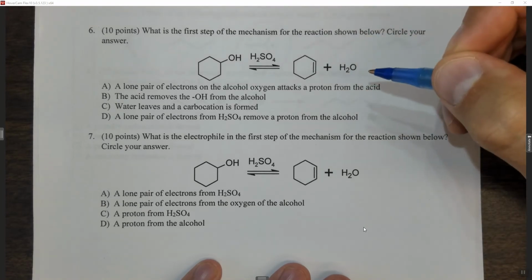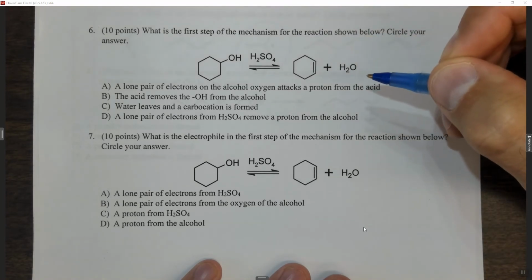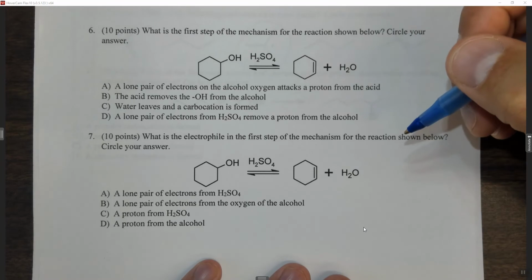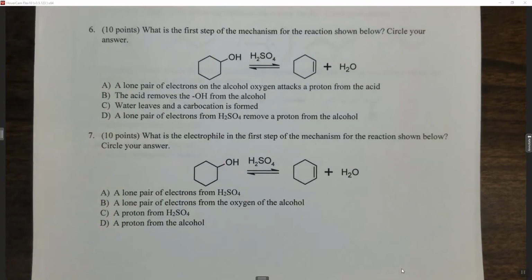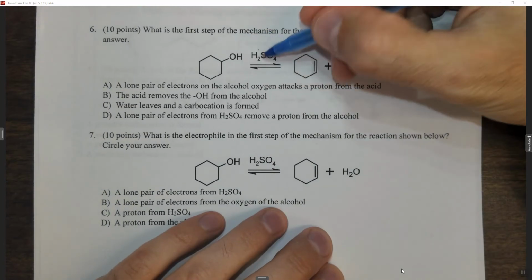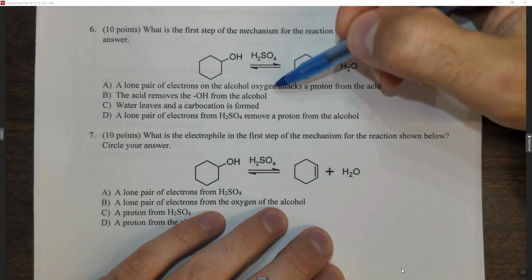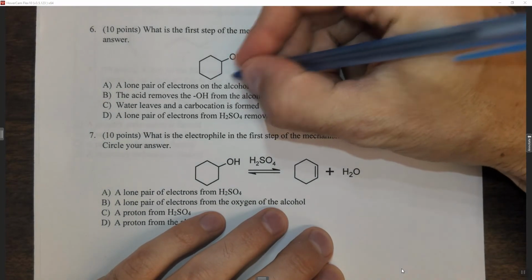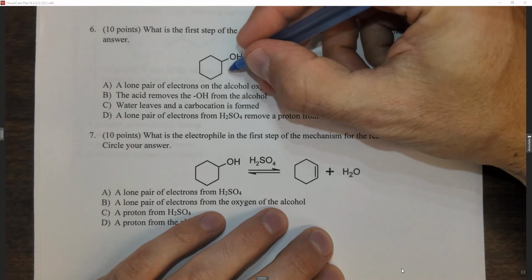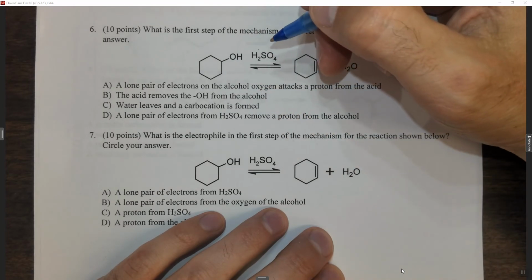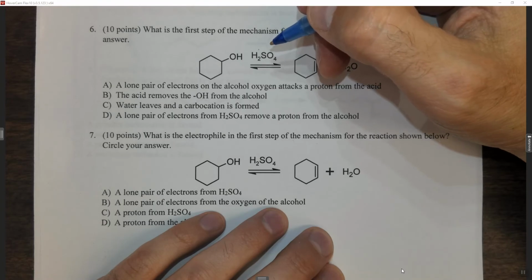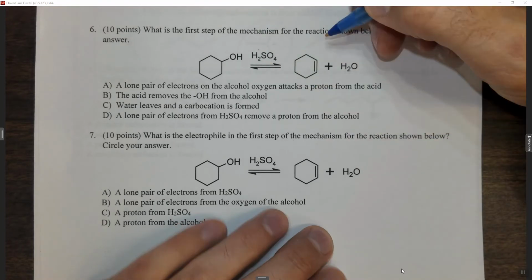So effectively, what we're going to do here is go through an E1 type mechanism where we're going to protonate the alcohol to form water. Then water is going to leave. Then we're going to get a hydrogen here that's going to get pulled off by some base. And we're going to basically end up with an alkene as shown here.